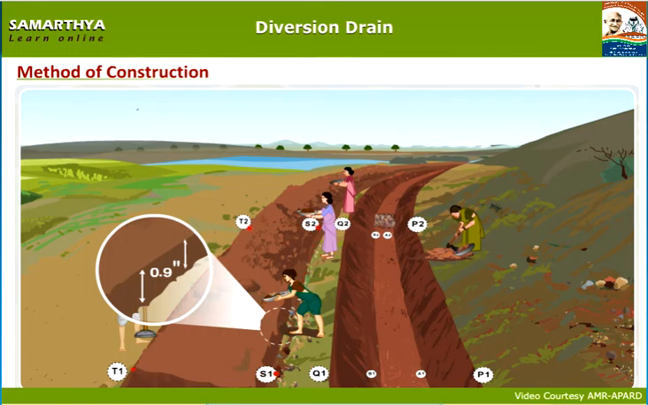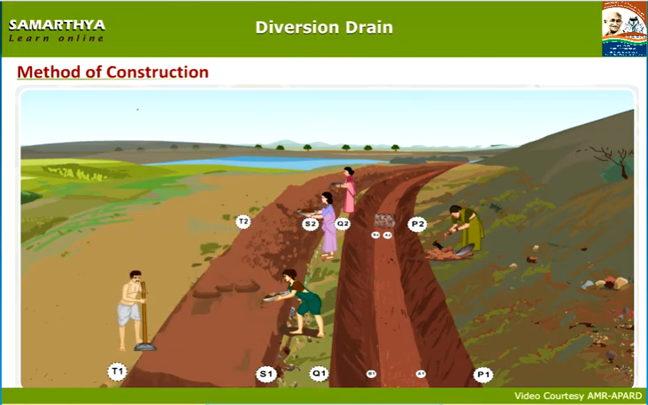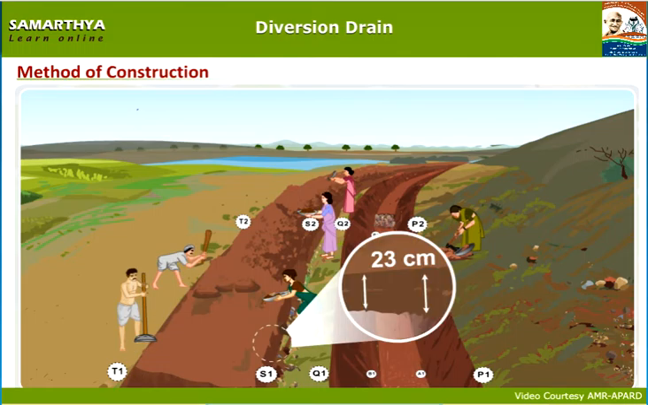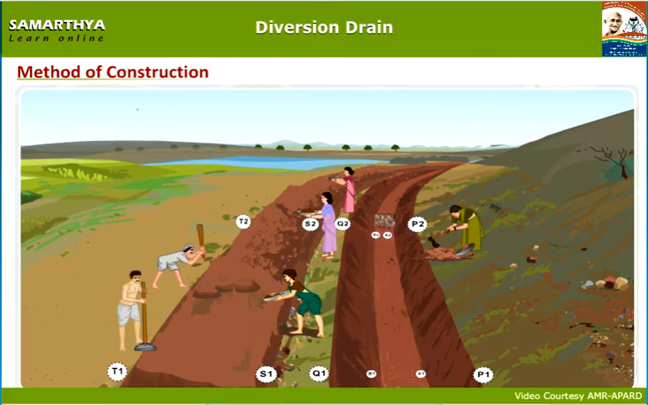Pour water and make it firm with a rammer. If there are any soil blocks, break them with a wooden rammer. Like this, strengthen the bund with an increase of 23 centimeters layer and construct to the height of 0.6 meters.